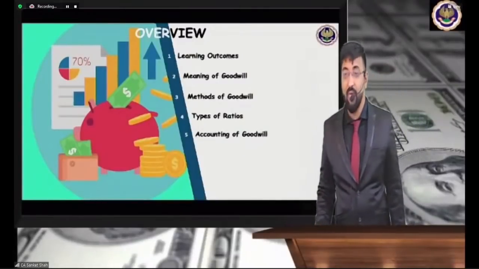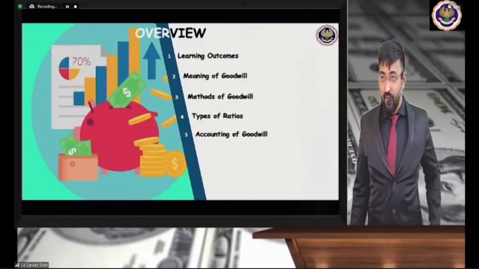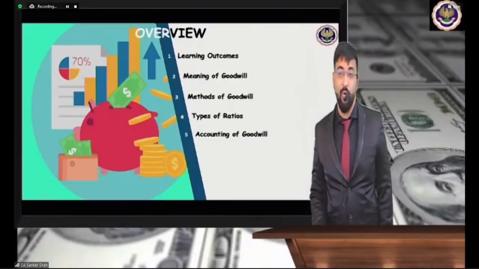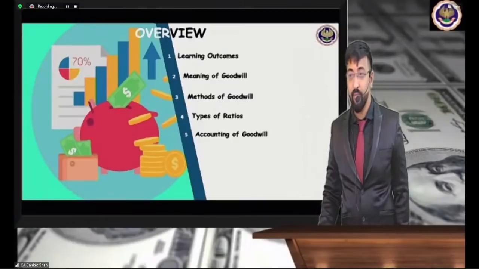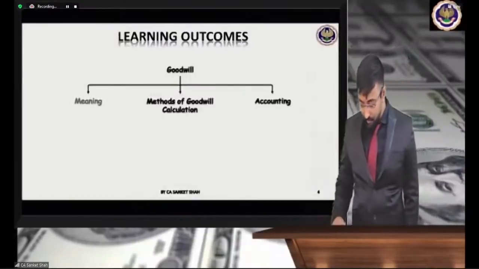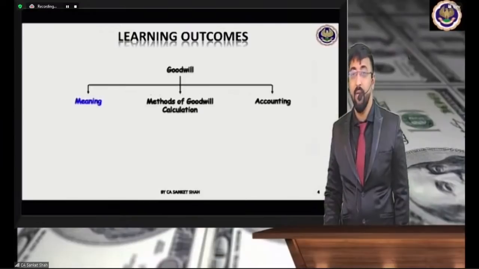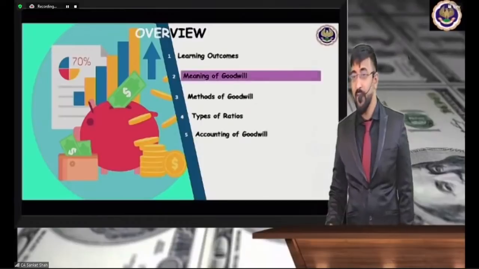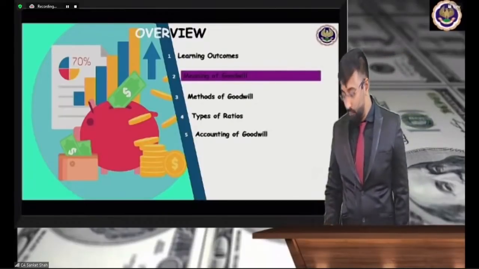So learning outcomes, what we are going to cover in this unit. Learning outcome: meaning of goodwill, methods of goodwill, types of ratios and accounting of goodwill. Okay, ठीक है. Learning outcomes, meaning is very easy. Meaning of goodwill. So this is divided in three parts: meaning, methods and accounting.